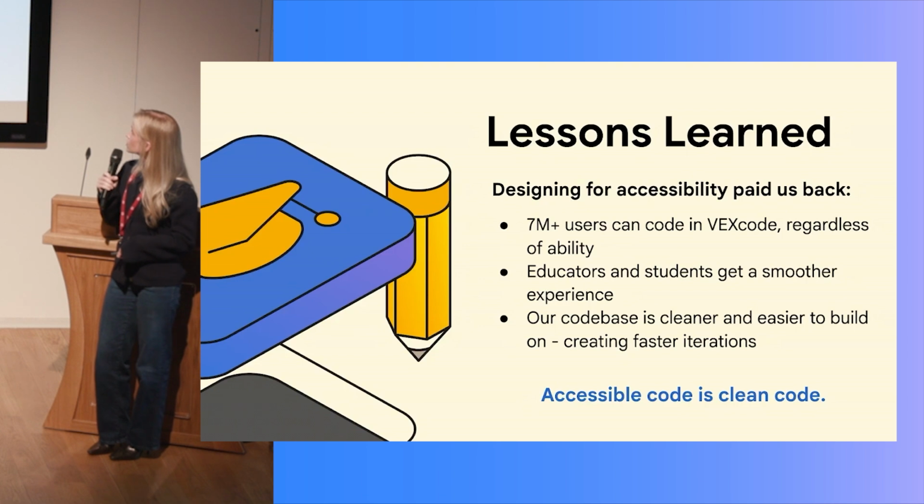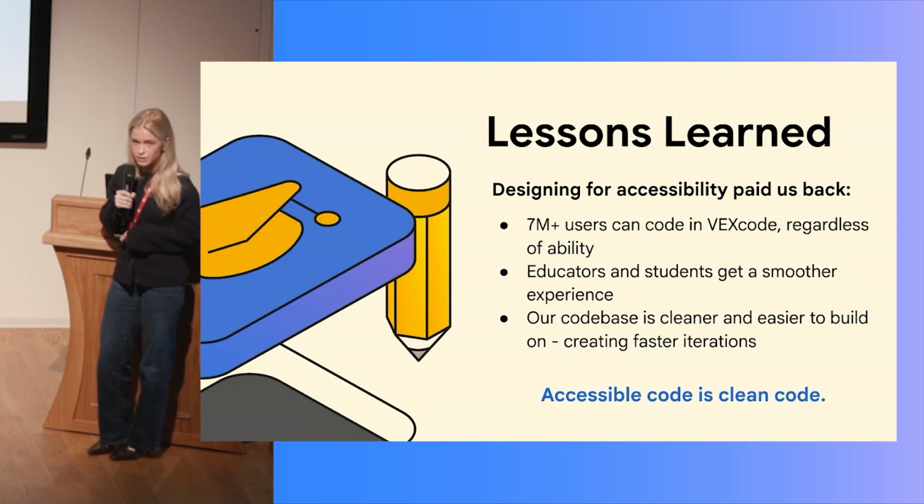Now, lessons learned for us along the way. Designing for accessibility really paid us back as a team, which I've kind of already touched on. So now 7 million of our users can all code in VEXcode regardless of ability. And educators and students get a smoother experience as a result, because we have also taken that to another level of just improving the experience of users and the flow of the app, and actually acting on all the feedback that we've collected. And now also, our code base is so much cleaner, so much easier for us to build. And we're now creating such faster iterations.